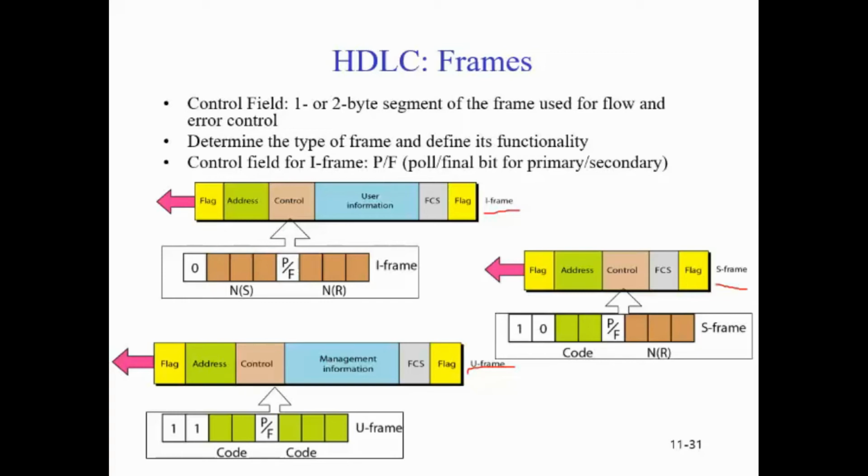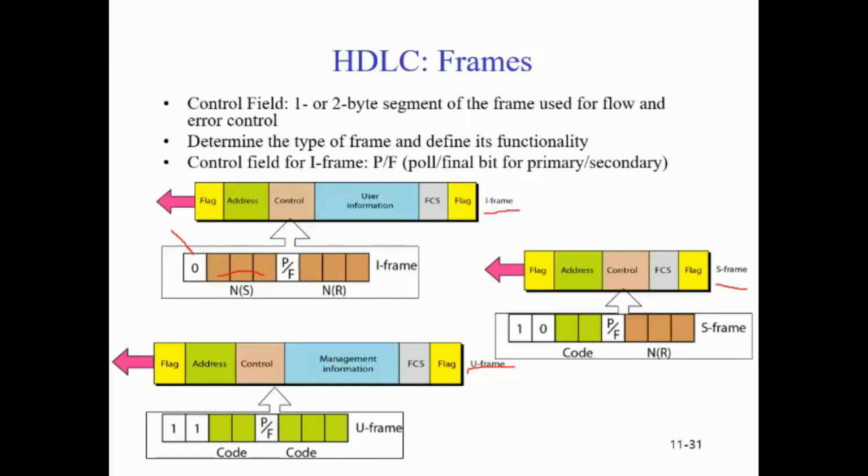The first bit defines the type. So here we can see the first bit that defines the type of the frame. The next 3 bits, called NS, define the sequence number of the frame. Note that with 3 bits we can define the sequence number between 0 and 7. The last 3 bits, called NR, correspond to the acknowledgement number when piggybacking is used.